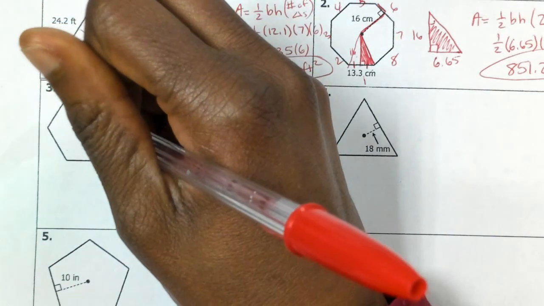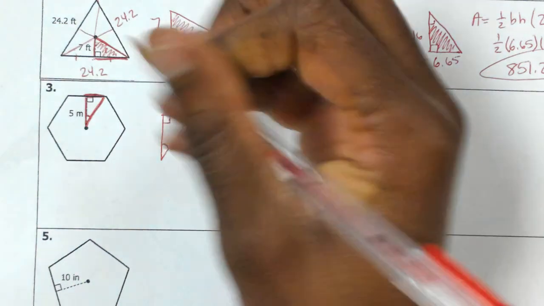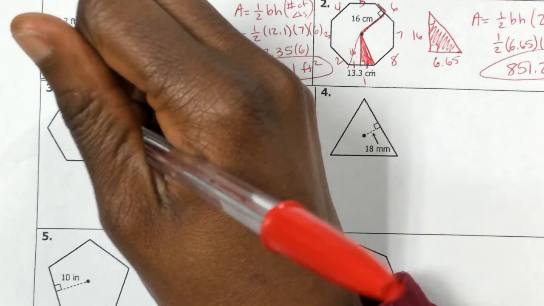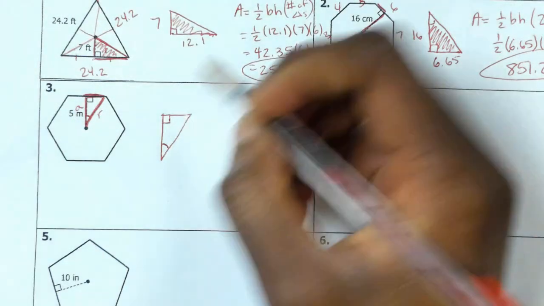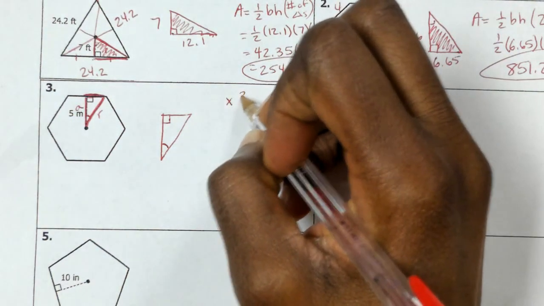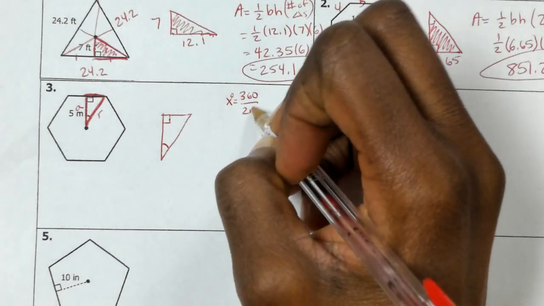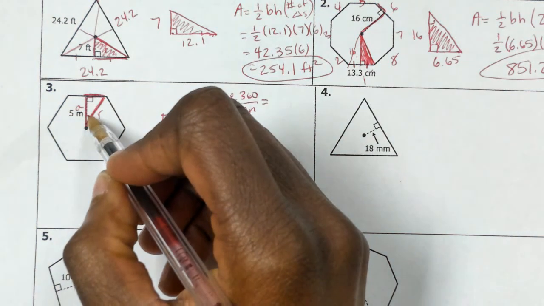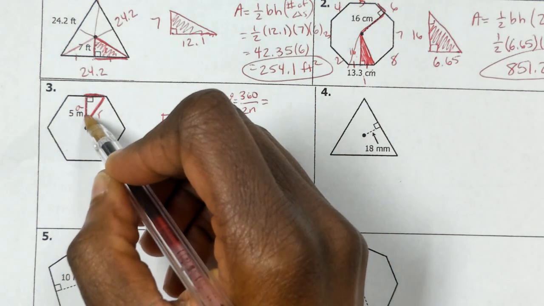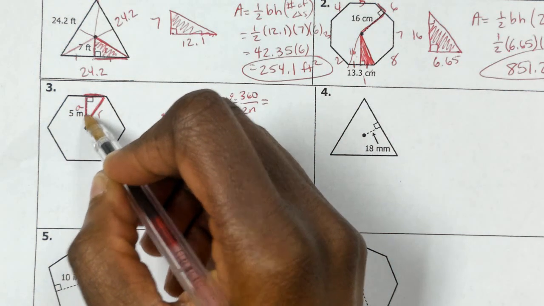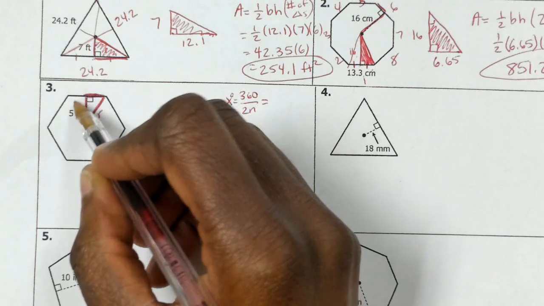I'm still always finding this angle. So the x angle is always the angle between the radius and the apothem. That's the angle that we're looking for by doing 360 divided by 2n. Okay, so that means there's 360 degrees around this full circle, but I can make 2 of the number of sides there are, because I can make 2 of these triangles per side.